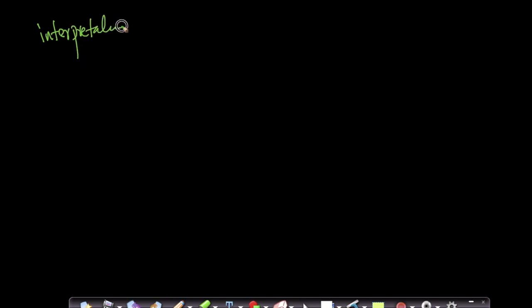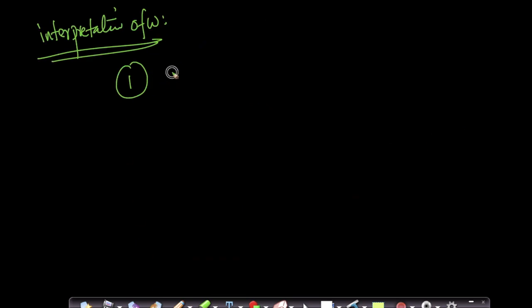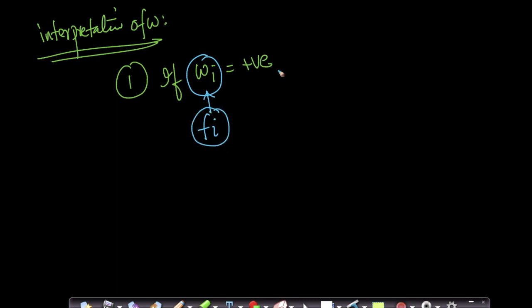Now let's dive into the interpretation of W a little more in detail. We have a weight vector which is d-dimensional. So let's assume I have a dimension, feature i. Corresponding to it, I have a weight value which is wi. Now imagine wi is positive. Remember that this wi corresponds to feature i. If the weight corresponding to feature i is positive, then what happens? Let's work out the details.